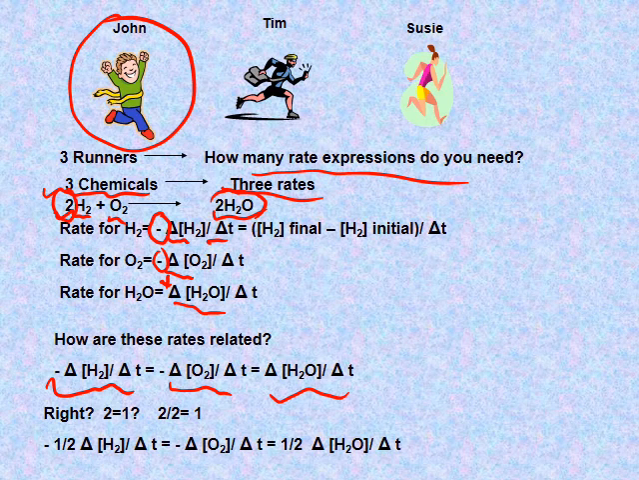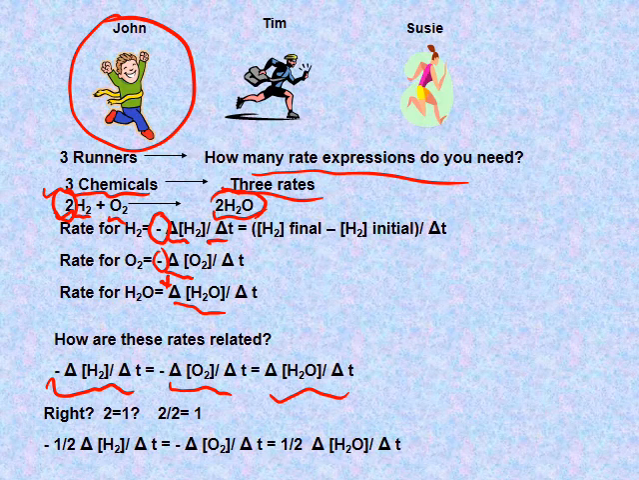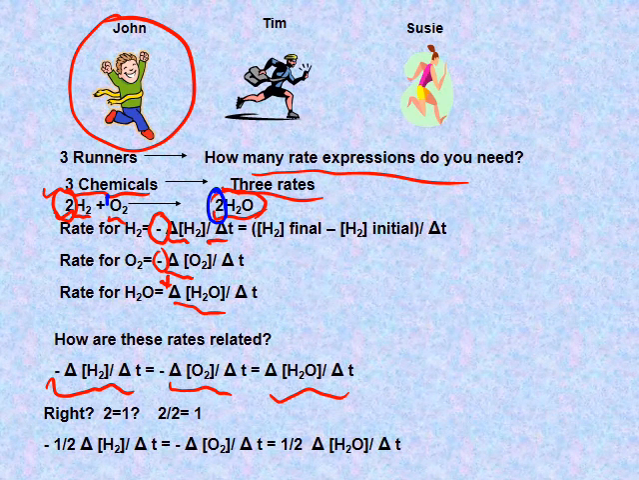What that means is hydrogen is dissipating 2 times faster than oxygen because there is a 1 in front of oxygen. So those determine the rates. Similarly, formation of water will be 2 times faster than that of oxygen.